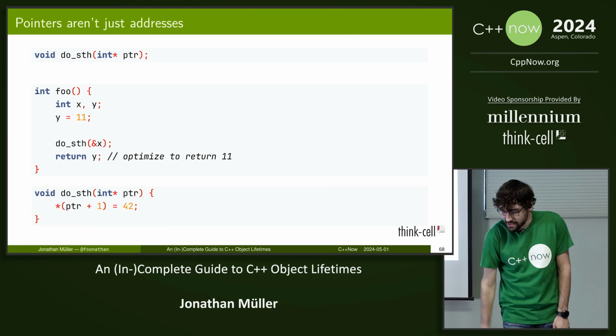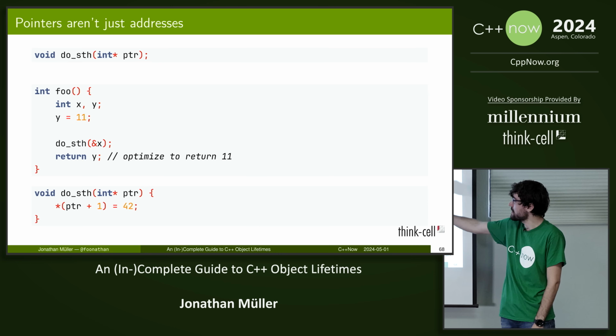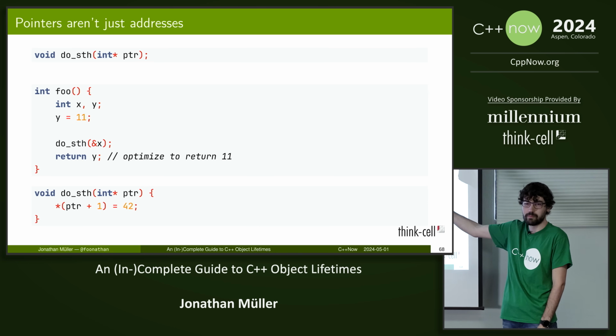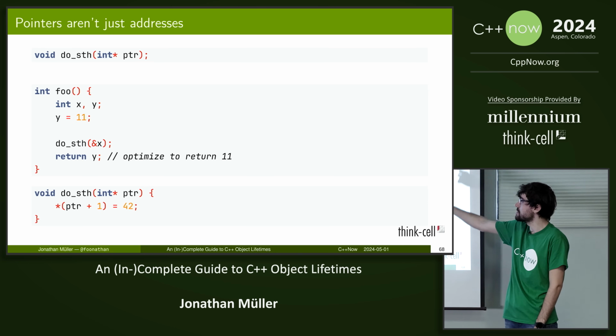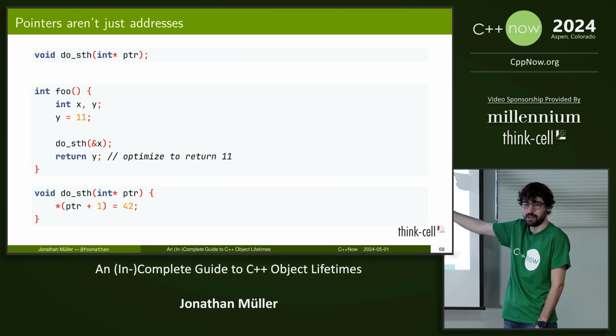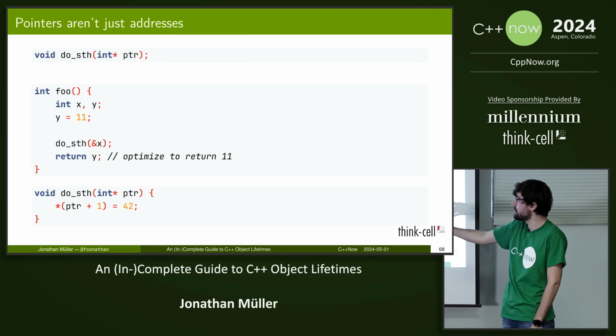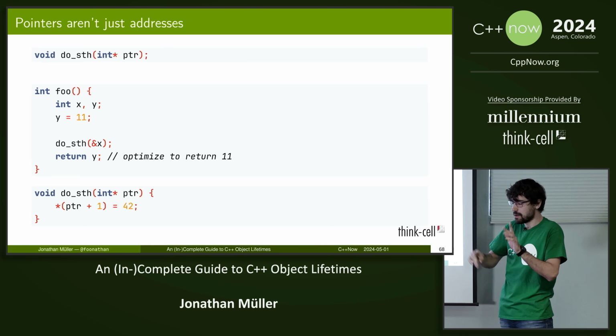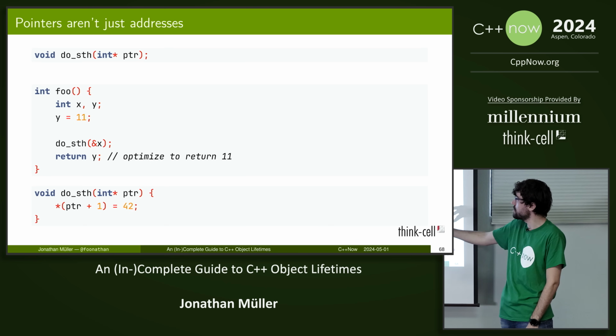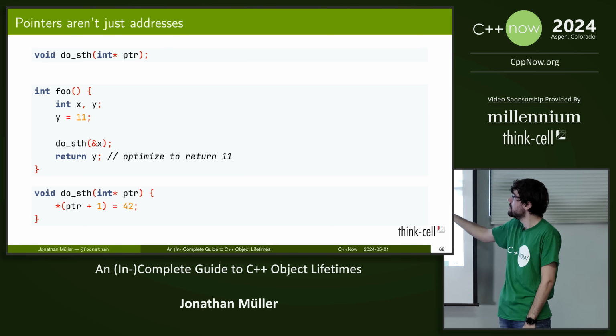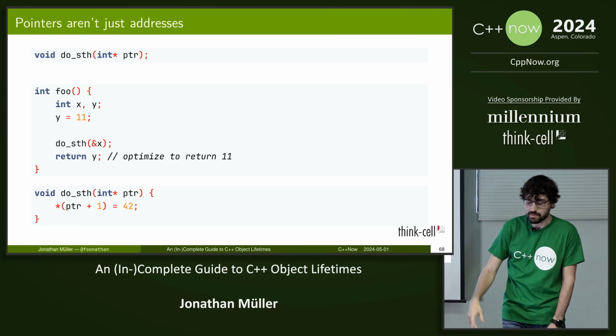But what if do_something does this? And what if it just so happens that the address of x plus 1 is the address of y? Then this function changes y. Right? It's undefined behavior. First of all, it might not be guaranteed to work, and it is undefined behavior, so the compiler is still justified to do the optimization.